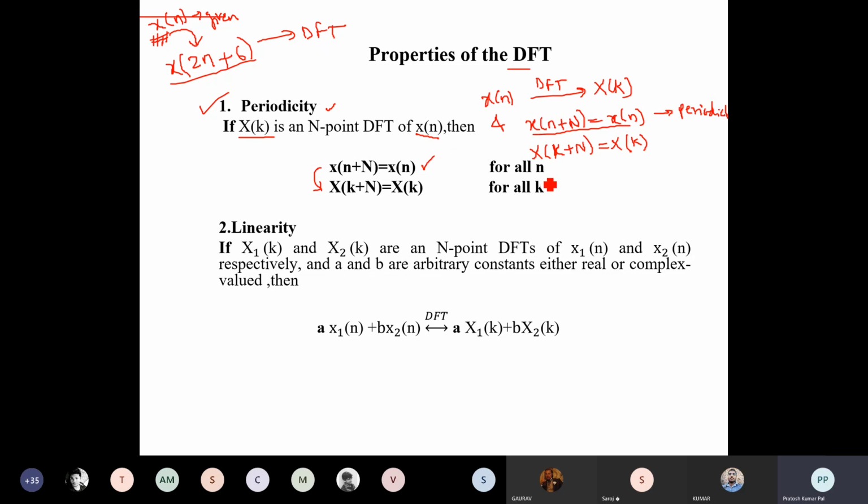So this is for all n, because in the time domain n is the varying parameter, but in the frequency domain k is the varying parameter. So for all k, it should show the periodicity property. Okay.